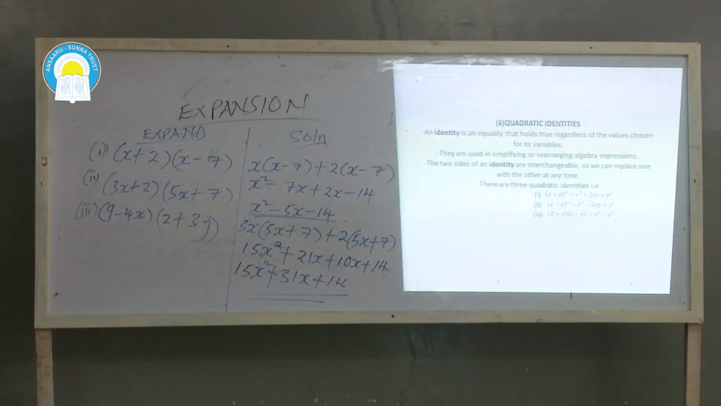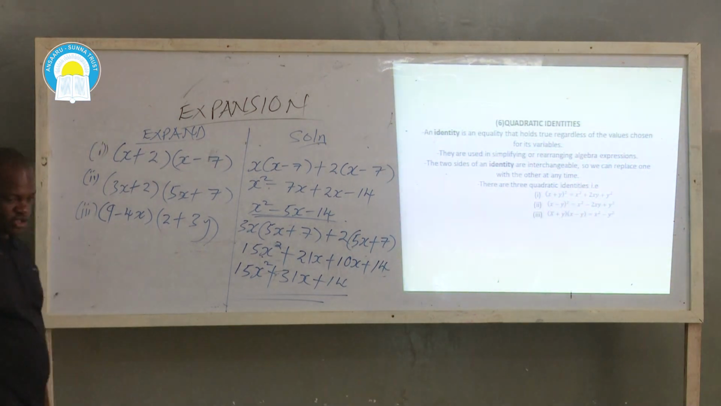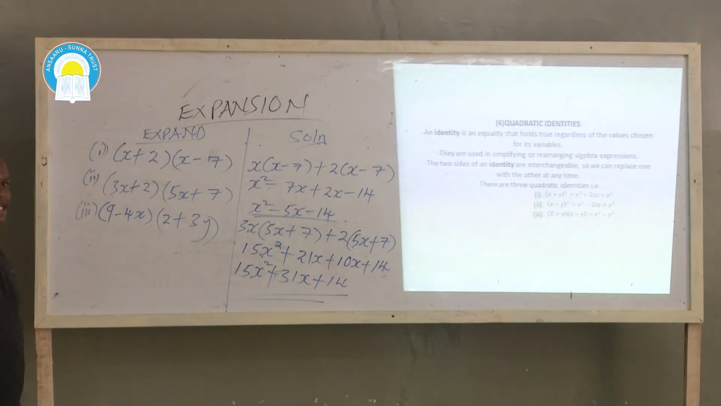Okay, so we're done with the expansion. Now we are going to one of the key areas, in terms of application questions, called quadratic identities. I've given the definition of an identity there, so I'm just going to read it to you. An identity is an equality that holds true regardless of the values chosen for its variable.